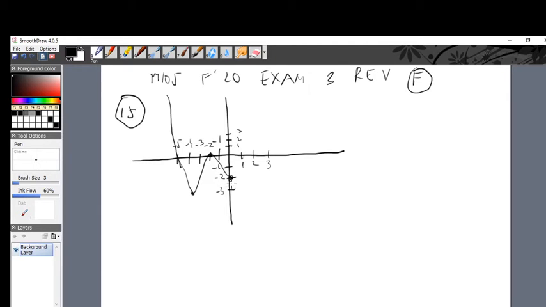Then it goes up to 3, across from the 3 and above the 3. So it goes up there. That's where the graph goes next. And then it turns around basically and just goes down the other way forever, and it goes up here forever the other way.